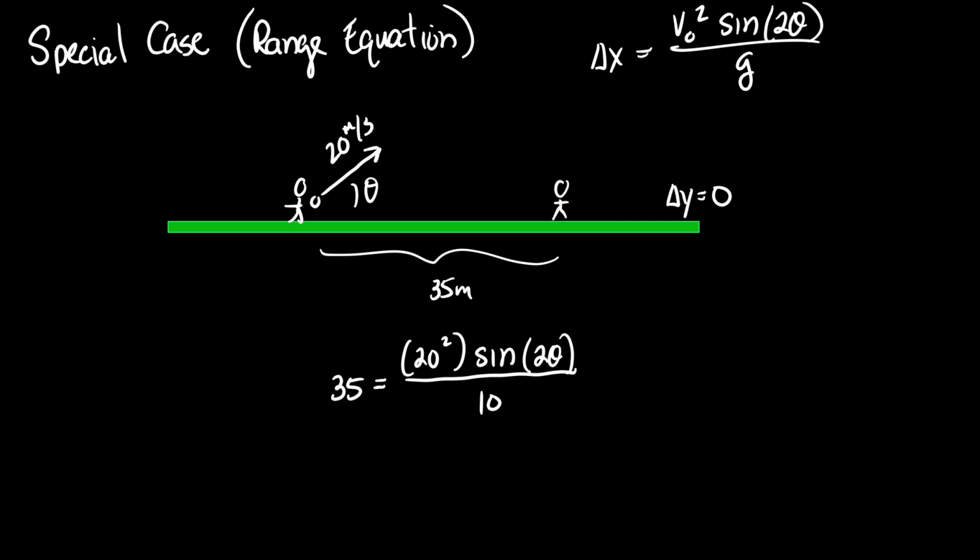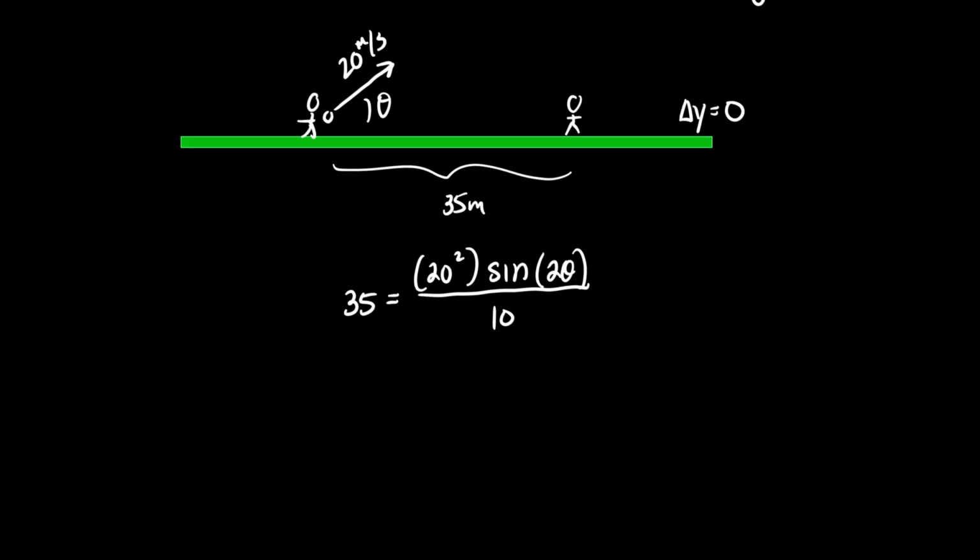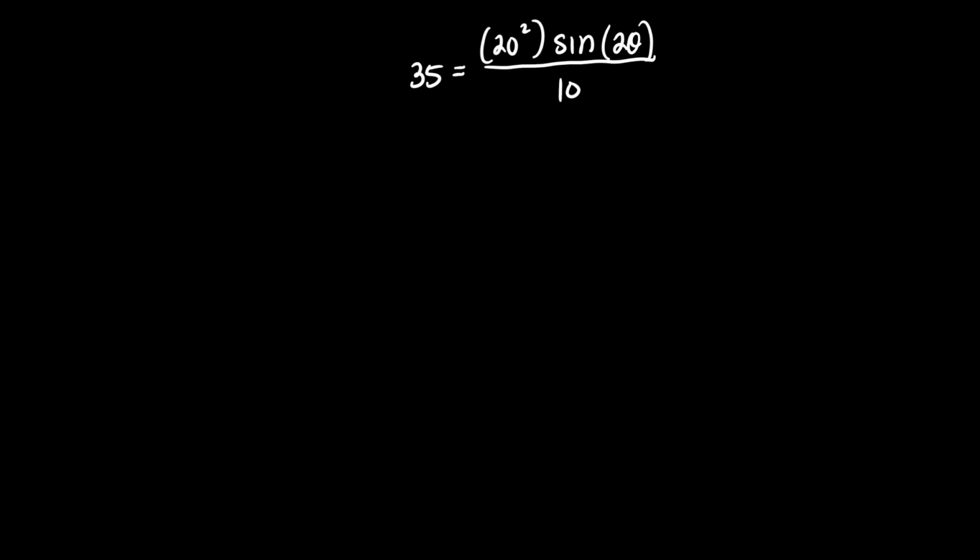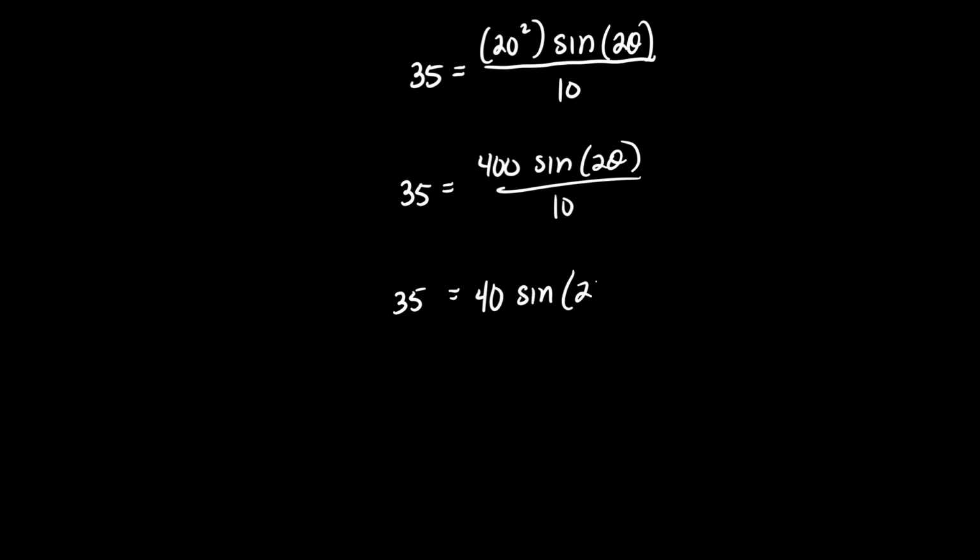We will always use a positive 10 because we put the negative in when we solve for that equation. Now, I'm just going to do a little bit of math here with you, but I want you to have your calculators out for this next part. This will be 35 equals 400 times the sine of 2 theta divided by 10. 400 divided by 10 is 40, sine of 2 theta. And that means sine of 2 theta is 7/8.